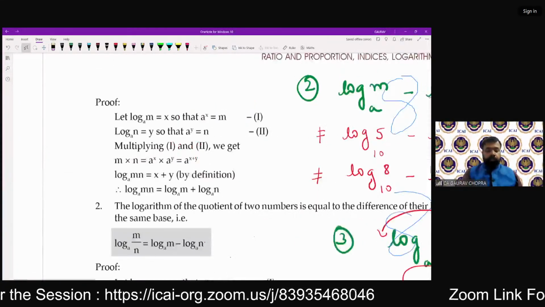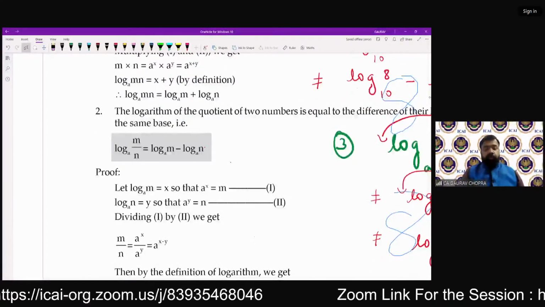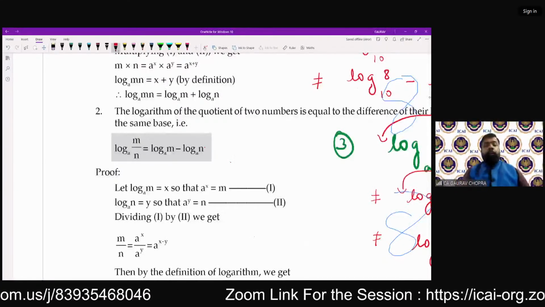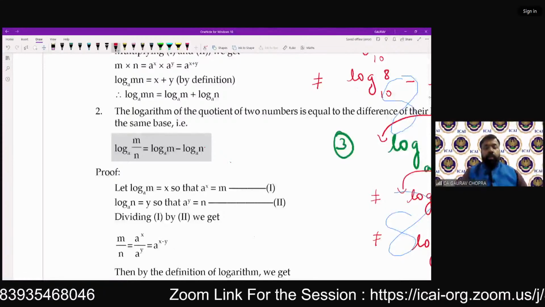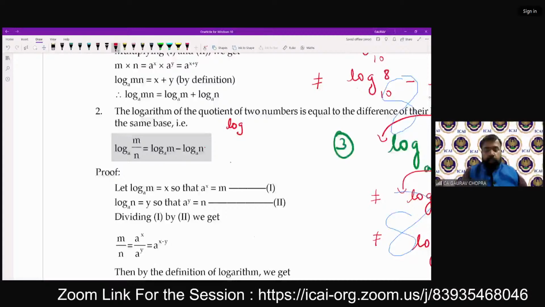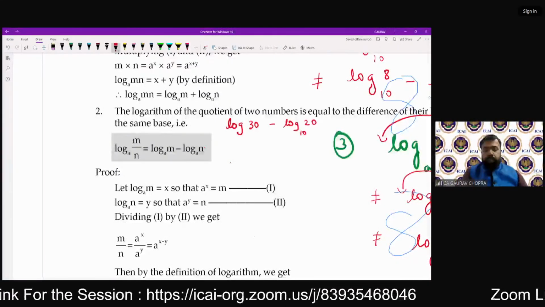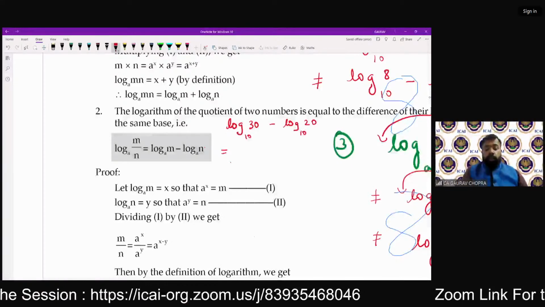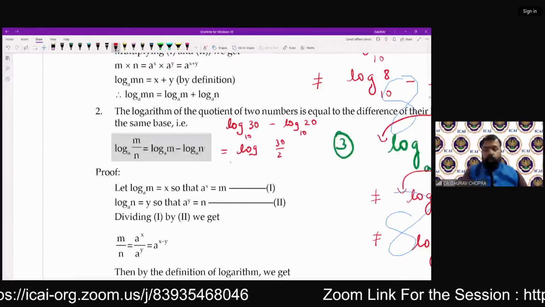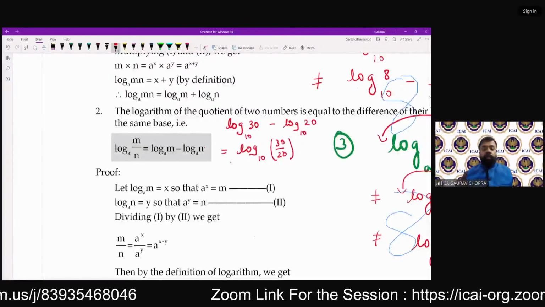This is the first property। Second is for subtraction, log m minus log n। अगर आप दोनों को सब्ट्रैक्ट करते हैं तो क्या होगा? The result will be log of m upon n। So let's take log of 30 minus log of 20 base 10. So what will be your result? Log of 30 by 20 and then base 10. So in this way आप उस प्रॉपर्टी को लिख सकते हैं.